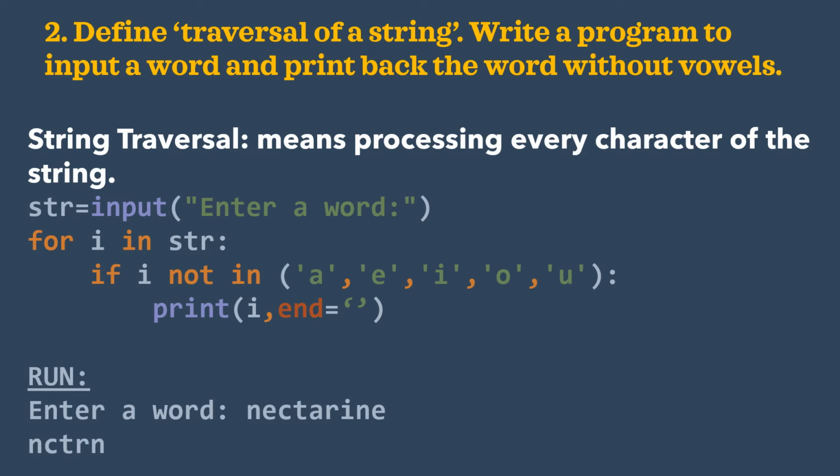So all the characters which are present in the string will be checked one by one, and if the character is not a vowel, that means not in the list of vowel characters that we have specified in the bracket, then that character will be printed. So if the entire word is nectarine, then it will not print the characters like E, A, I, and E. So the output is NCTRN.